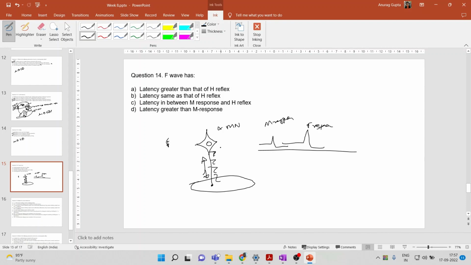However, we know that in the case of the Hertz reflex, there is an additional synapse involved, so there is an additional delay. The latency of the F response is still lesser than that of the Hertz reflex. So the latency is in between M response and Hertz reflex, and the latency is greater than M response. So the answer is C and D.